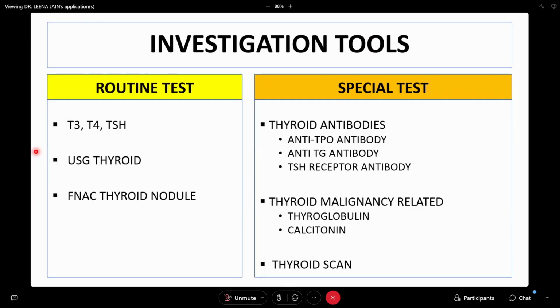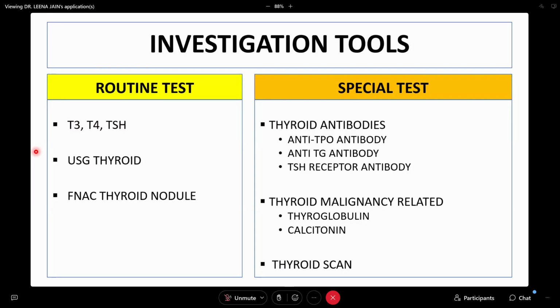So what should we usually do in such cases? What are the investigation tools basically? Routine tests, we all know, we are doing regularly for any patient presenting with either the signs or the symptoms of hyperthyroid or hypothyroid disorders. We usually give them free T3, T4, TSH levels. Then we go for USG thyroid, and if there is some nodule, then we advise FNAC. So these are the basic tests.